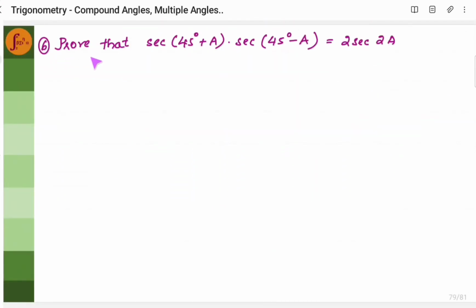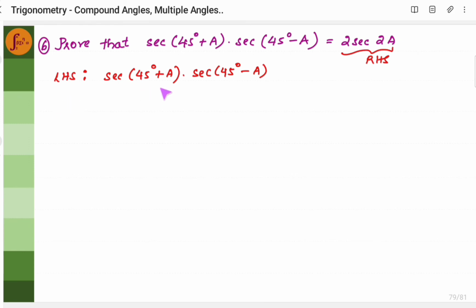Now, we'll take another problem where we have to prove that secant (45 plus a) into secant (45 minus a) is 2 secant 2a. Now, let's take the LHS first. LHS is secant (45 plus a) into secant (45 minus a). And this is the RHS. We have to prove this.